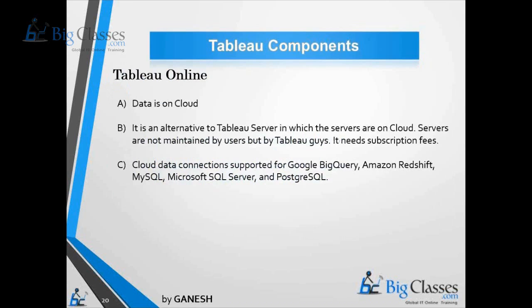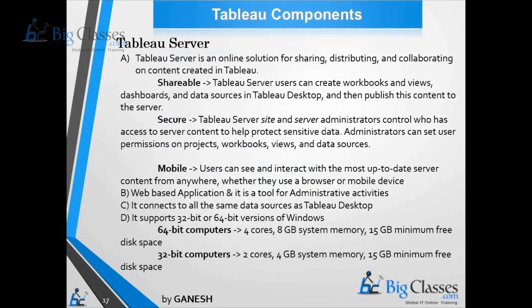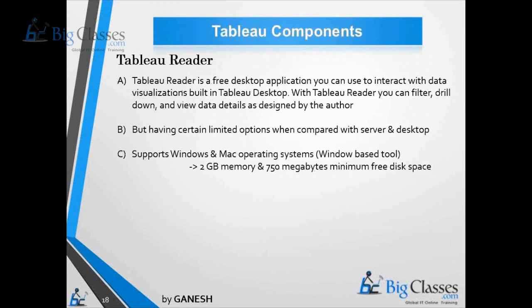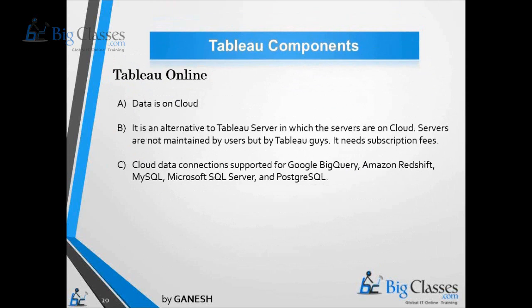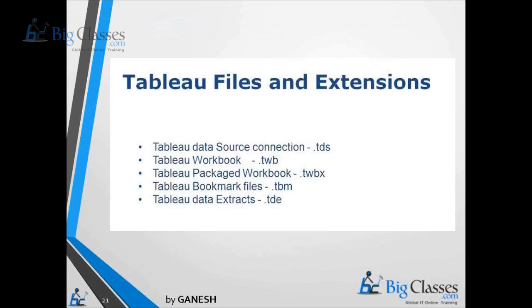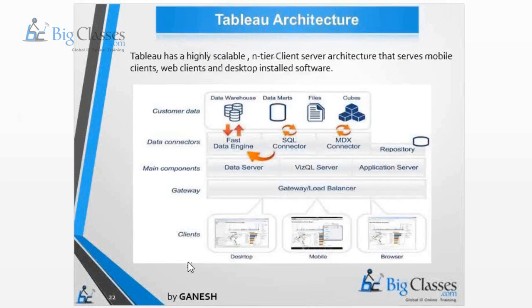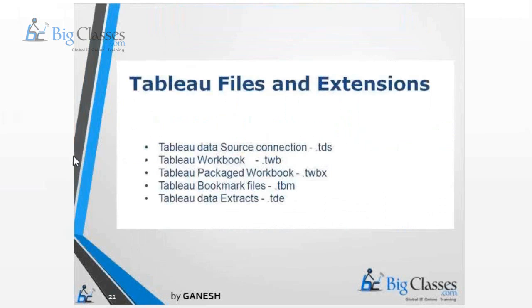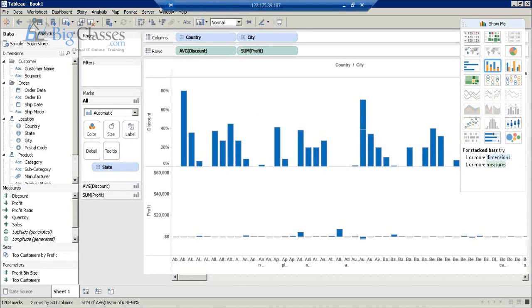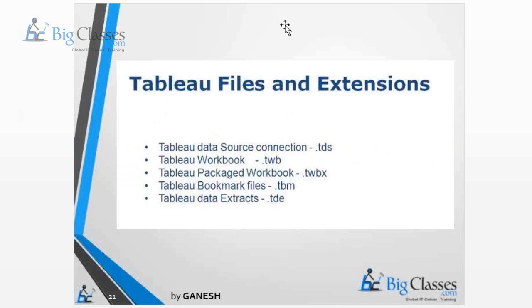The various components of Tableau that we have seen are Tableau Desktop, Tableau Server, Tableau Reader, Tableau Public, and Tableau Online. And whatever report or visuals you generate via Tableau is treated as a file. So what kind of extensions does Tableau have with respect to sources? Let me show you.